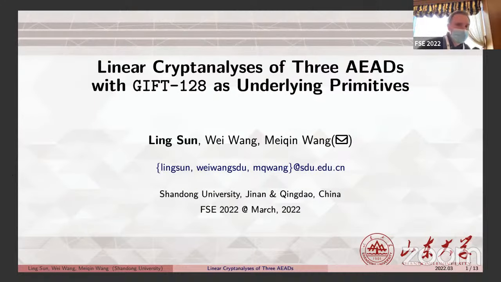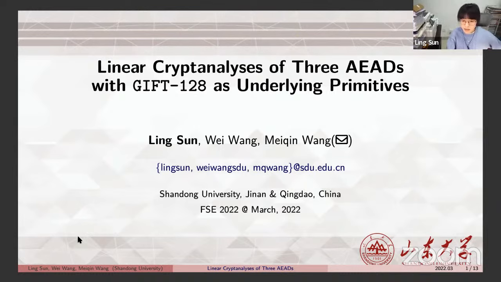The last talk is Linear Cryptanalysis of 3 AEADs with GIFT-128 as underlying primitives, and it's a joint work with Lingsong, Wei Wang, and Mei-King Wang, and Lingsong will give the talk. Thank you for the introduction. The name of the talk is Linear Cryptanalysis of 3 AEAD with GIFT-128 as underlying primitives.